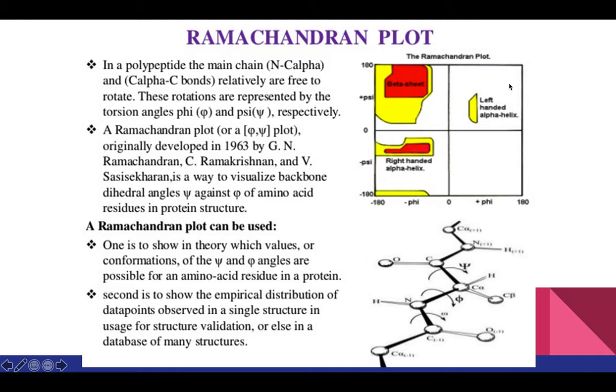This is an explanation you can read on, but what I would like to stress is that a Ramachandran plot can be used to show in theory which values or conformations of the psi and the phi are possible for an amino acid residue in the protein. It could also be used to show the empirical distribution of data points, where you would normally see the highest possible error or the lowest possible error at certain regions across each and every one of the amino acids in the model.